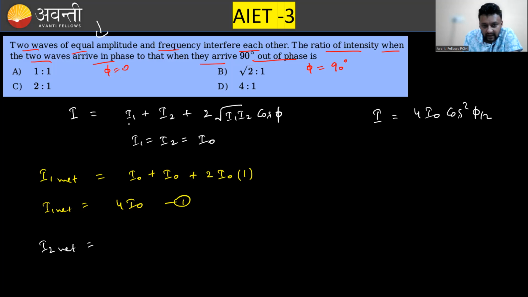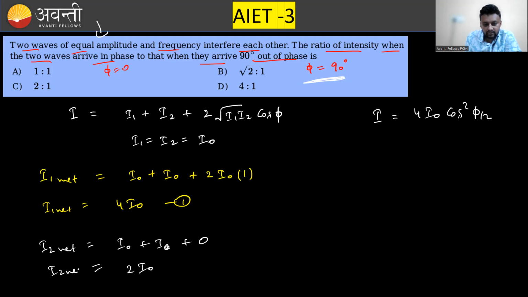Again, you can say I1 is I naught plus I naught plus, can you see cos 90 will be 0? If you put the second situation, phi is 90 degree. And cos 90 is 0, so that term is 0. That means it is coming out to be 2 I naught.